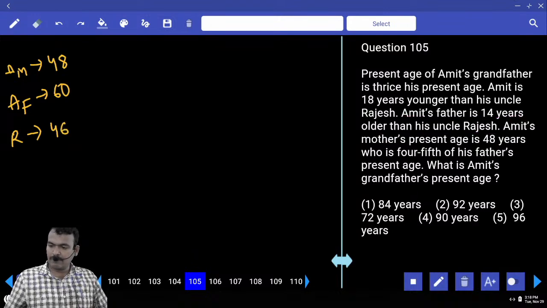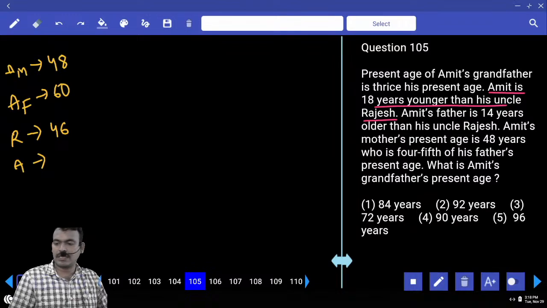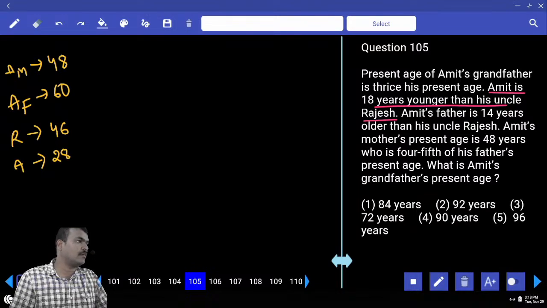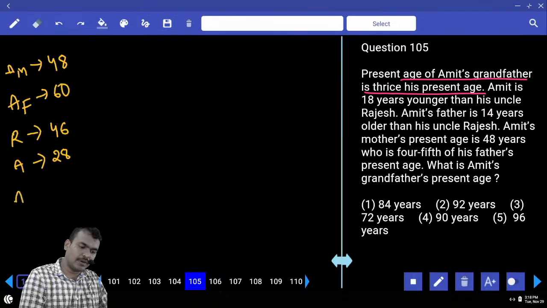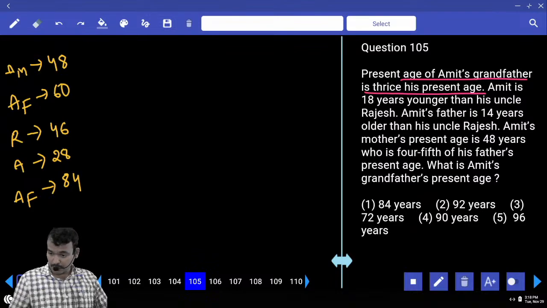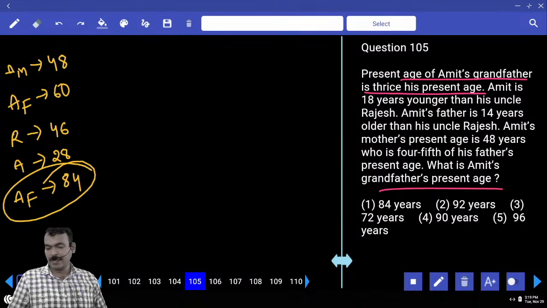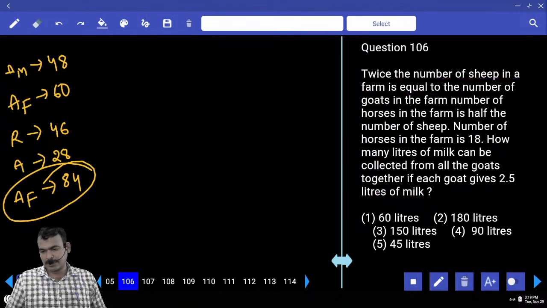And one more, Amit is 18 years younger than which one? Rajesh. Amit compared to Rajesh, how many years younger? 18 years younger. Then Amit is how many years? 28. And what is the first one? Present age of Amit's grandfather is thrice of his present age. Then Amit's grandfather is how much? 84. We required Amit's grandfather. What is the answer? 84.